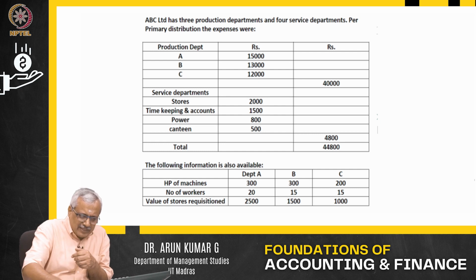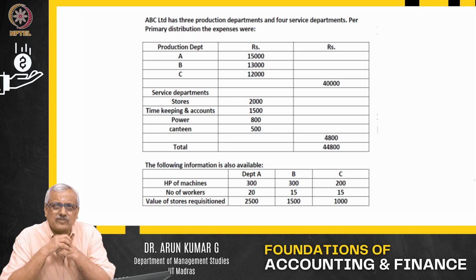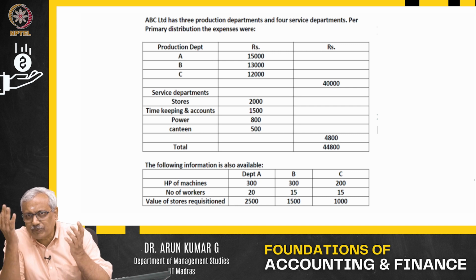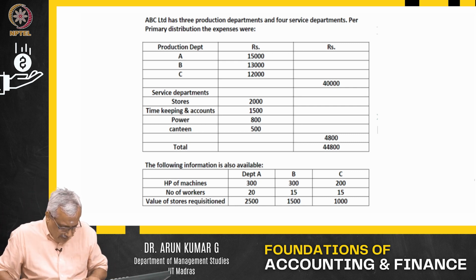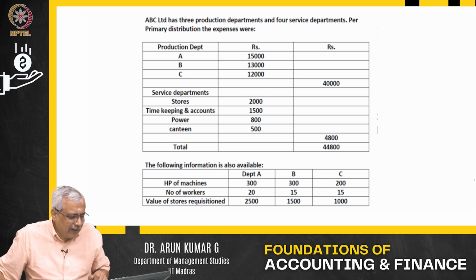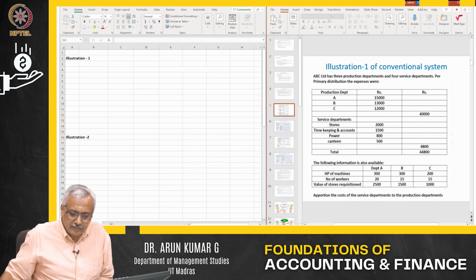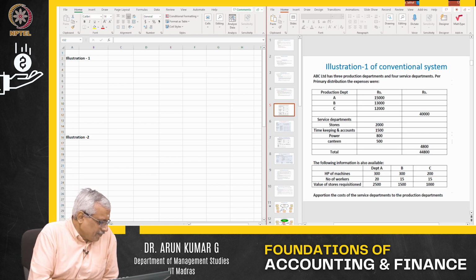Let us work on this particular problem. What you see on the screen, APC has 3 production departments and 4 service departments. Now, apportion the cost of the service departments to the production departments. How do you do it? Let me go back to my typical Excel sheet. Let us look at the illustration. I am going to solve it with the help of Excel.